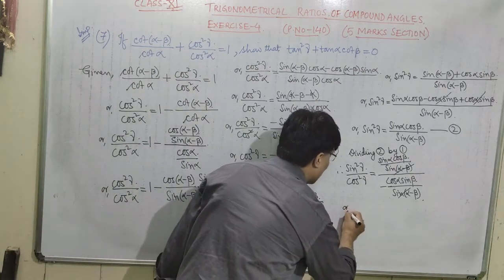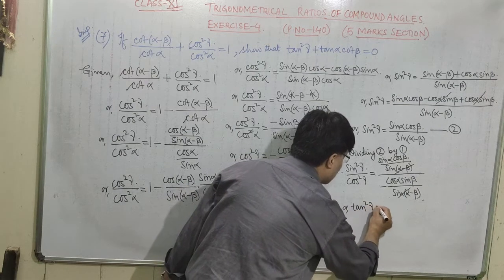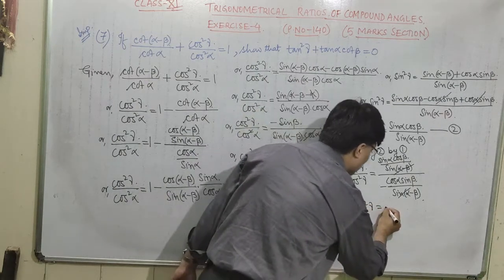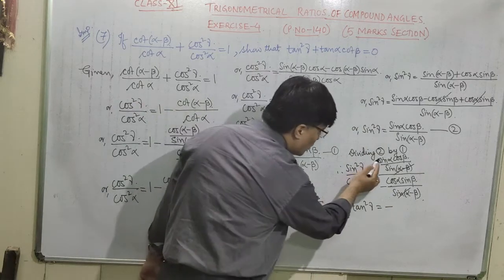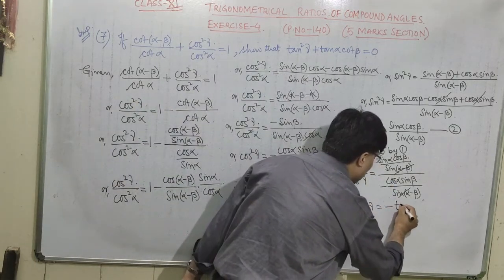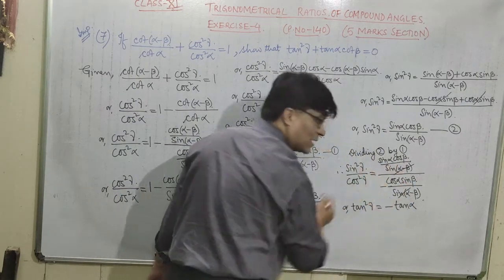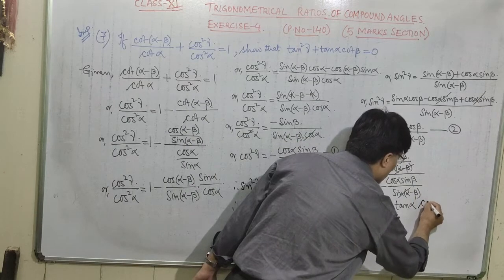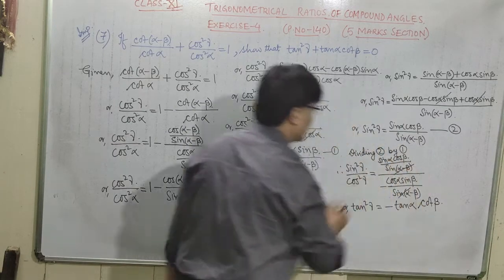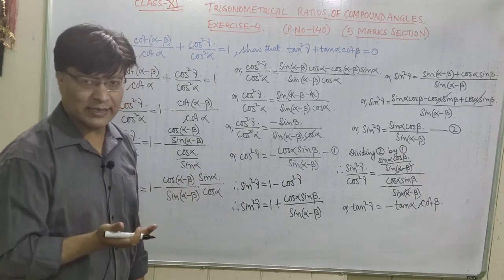Okay. So what is sine square by cos square? It is tan square gamma is equal to minus, what is sine alpha by cos alpha? That is your tan alpha, isn't it? So this is tan alpha. And what is cos beta by sine beta? This is your cot beta. So we have got minus tan alpha cot beta on the right hand side.